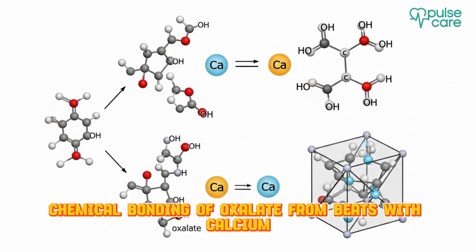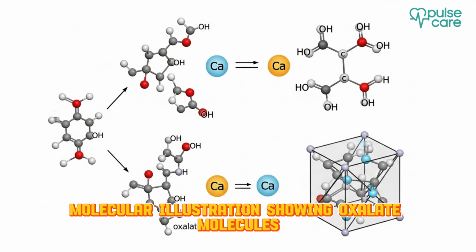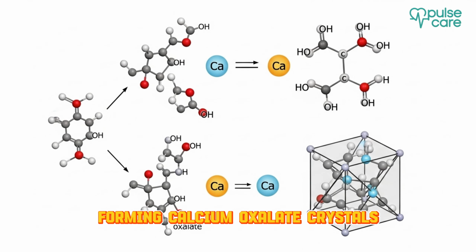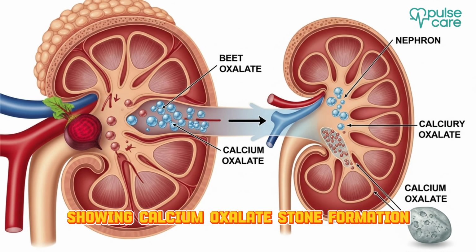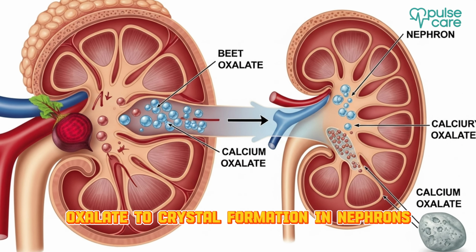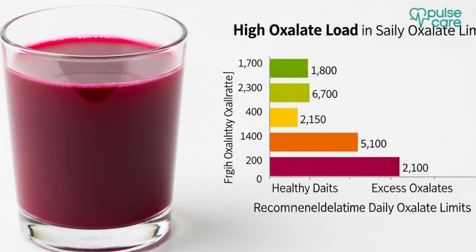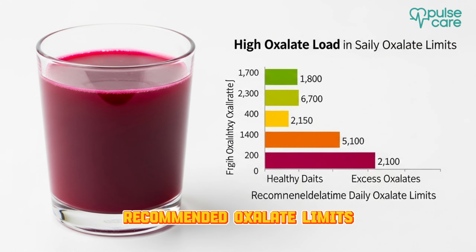Chemical bonding of oxalate from beets with calcium in urine. Molecular illustration showing oxalate molecules forming calcium oxalate crystals. Cross section of the kidney showing calcium oxalate stone formation. Illustration linking dietary beet oxalate to crystal formation in nephrons. Beet juice in a glass with highlighted oxalate load. Visual comparing 1 cup of beet juice to daily recommended oxalate limits.